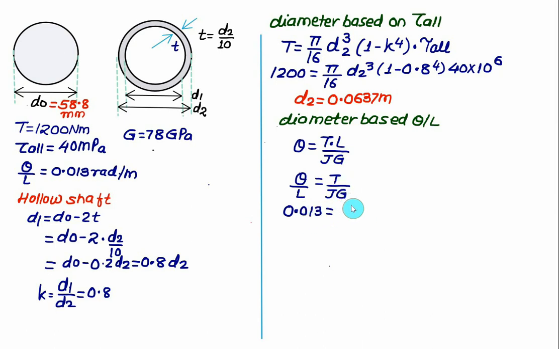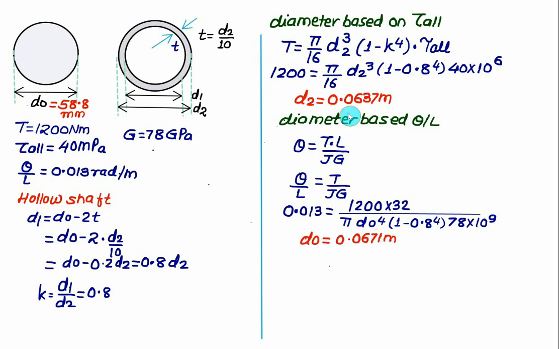Torque is equal to 1200 divided by pi. 32 will shift to the numerator. We'll take out D0 to the power 4 common. So what is left is 1 minus (D1 by D0) to the power 4, that is 0.8, the K value will come here. And then we have multiplied by the value of G. G value is 78 gigapascal, so we have 78 into 10 to the power 9. So based on the second constraint, we get the diameter D0 close to 0.0671 meter. So one value is 0.0637, the second value is 0.0671.